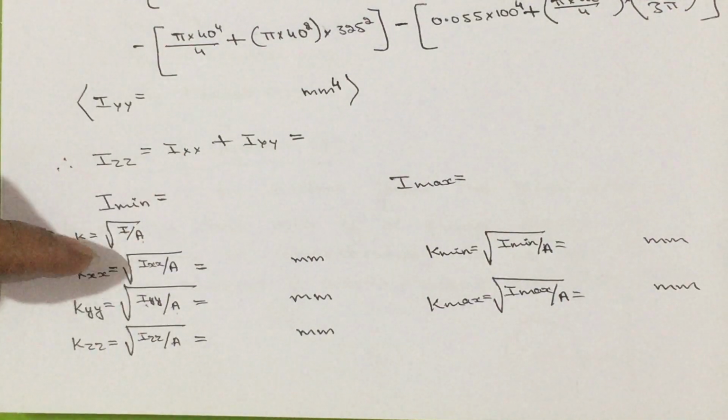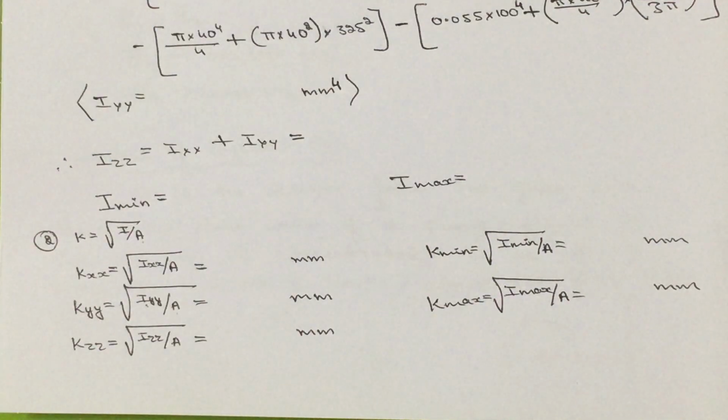For the K value there is only one formula, that is square root of I by A. In this problem we have calculated all the parameters which they can ask in any problem. So, that is all for this problem. Till now we have solved all three kinds of problems, type 1, type 2, type 3, regarding moment of inertia with respect to the centroid, with respect to the base, and with respect to the given reference axis. This completes the moment of inertia concept. Thank you.